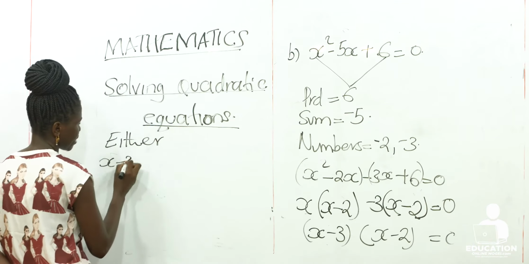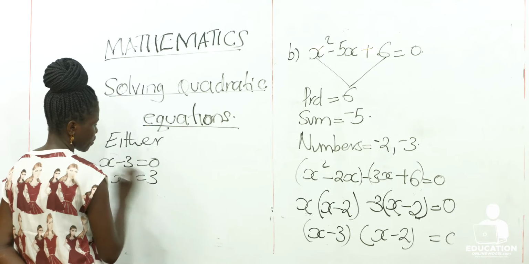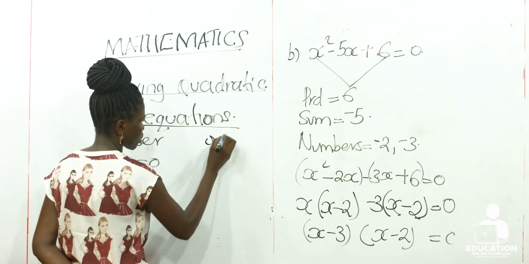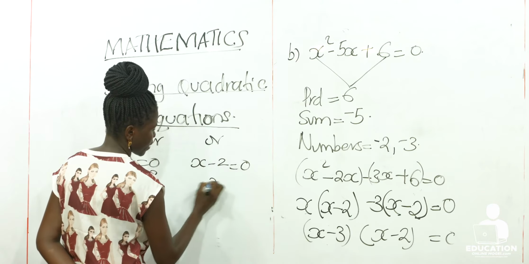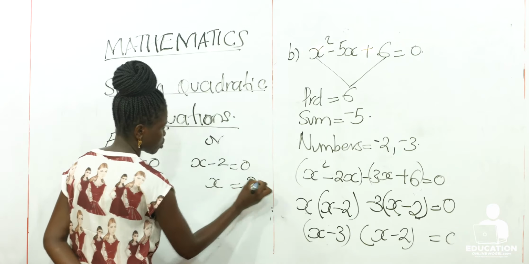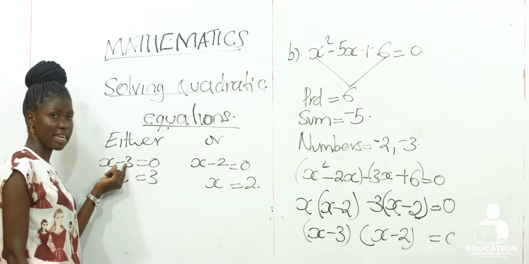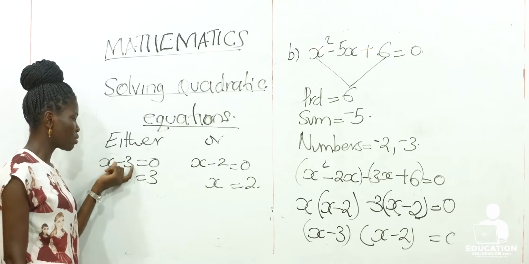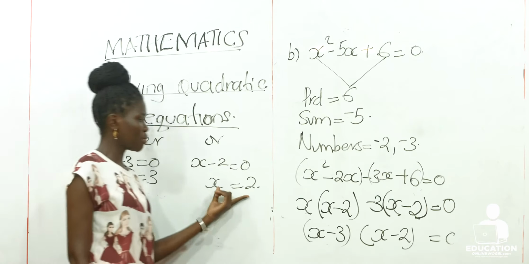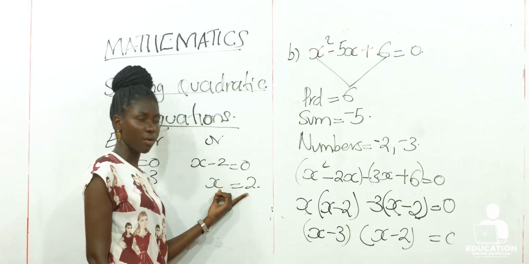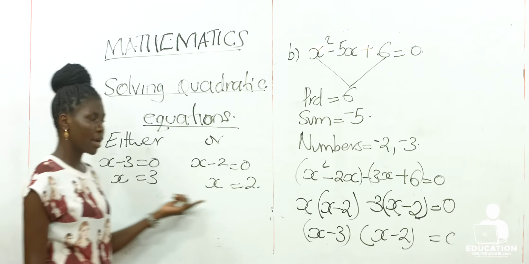So we're now going to have it like, either x minus 3 is equal to 0, so we shall have x is equal to 3, or we're going to have x minus 2 is equal to 0, and the final answer will be x is equal to 2. Don't forget that whenever a number is negative, when it crosses the equal sign, you simply add it on both sides. That's why we're getting a positive value of 3 here. So therefore our two values of x are 3 and 2.